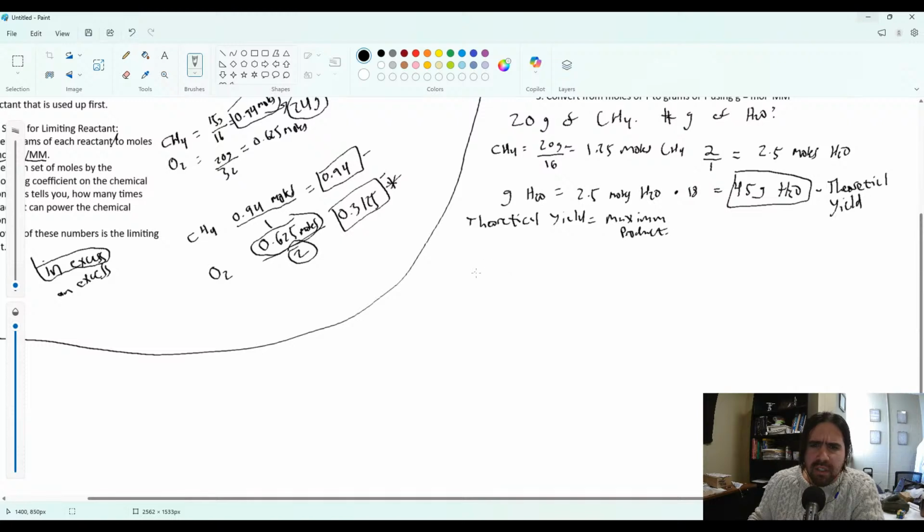So what we usually talk about is the actual yield in conjunction with the theoretical yield. So the actual yield is the actual product. Okay. So in this case, the maximum product was 45 grams. In the actual yield, it would be something like, oh, I don't know, let's say 38 grams.